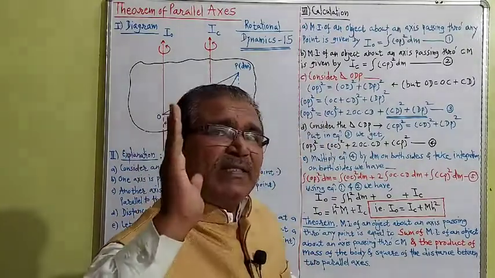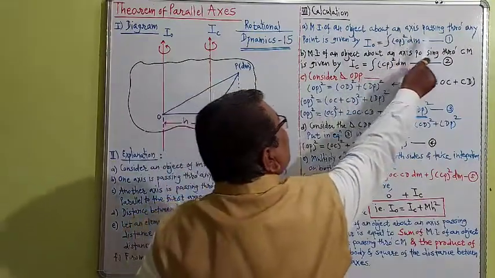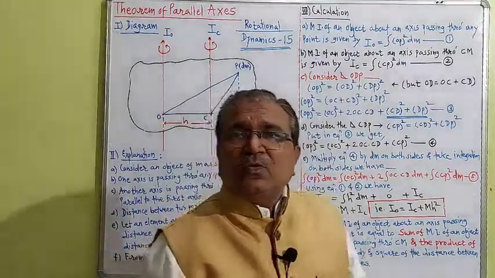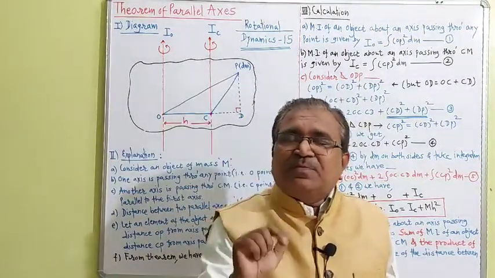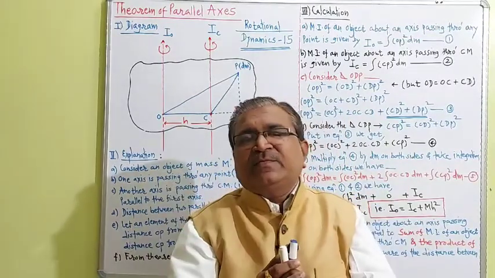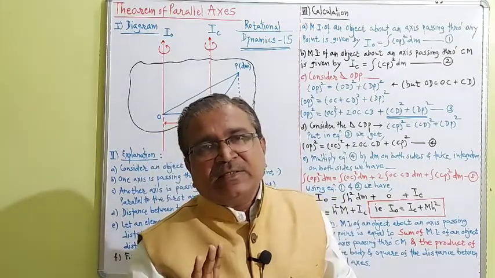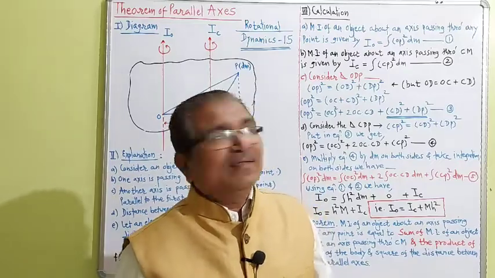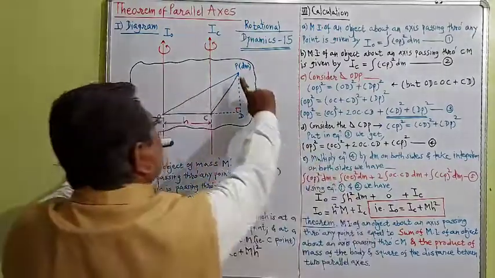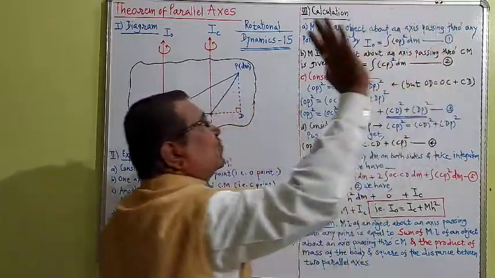I have already explained the sentence of IO. The moment of inertia of an object about an axis passing through any point is given by IO. We have taken an element dm, and we want to calculate the moment of inertia of the whole body. For that purpose, you will have to take an integration, so that we get IO is equal to integration of distance square, that is OP square into dm. This is equation 1.